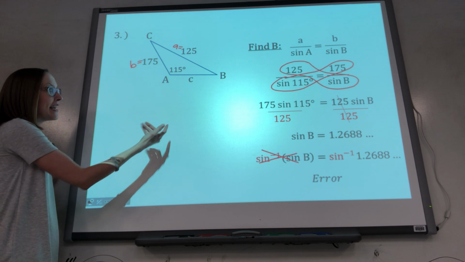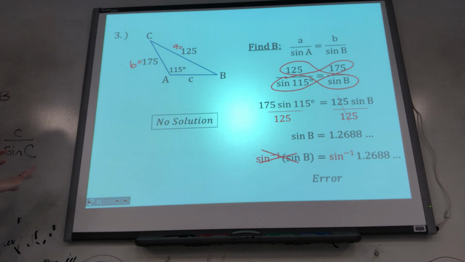And so, lucky for us, we get to just stop and say that there's not going to be a solution. You don't even have to attempt to find the other variables. If you get an error, then it just can't happen. So no solution on number 3.